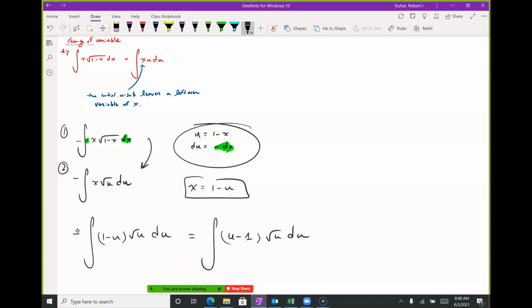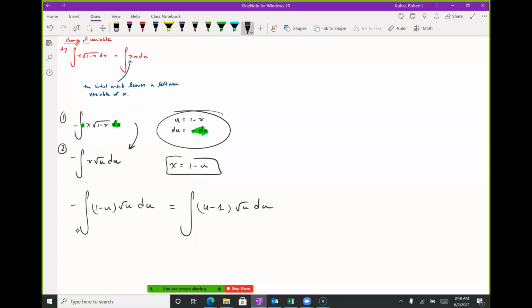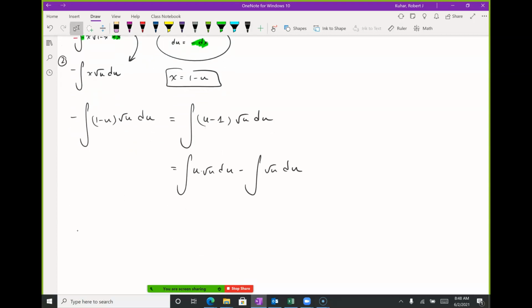Okay? So you don't have to do this piece. You don't have to bring that piece in. I just see that it comes in easily, right? So here I have two integrals. I have u times square root of u du minus square root of u du. Right, so I just distributed.